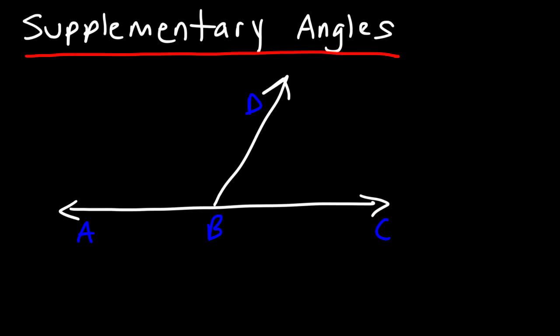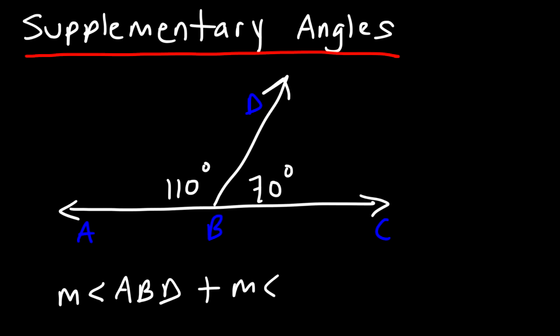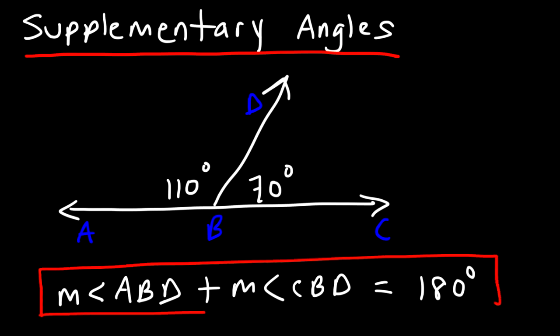Let's say angle ABD has a measure of 110, and angle DBC has what measure? What would you say it should be? Now remember, a straight angle is 180, so 110 plus what number is 180? This has to be 70. So because the measure of angle ABD and the measure of angle, let's call this CBD, or you could say DBC, add up to 180, we could say that those two angles are supplementary angles.